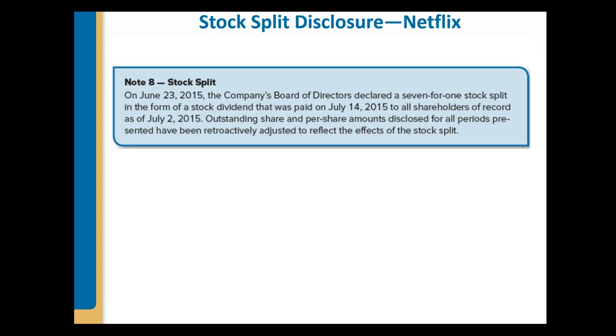Netflix described a stock split in its disclosure notes, as you see here on this slide. In 2015, Netflix distributed a rare 7-for-1 stock split that dropped the price of Netflix shares from about $700 all the way down to $100.